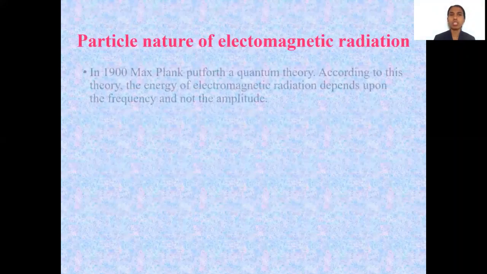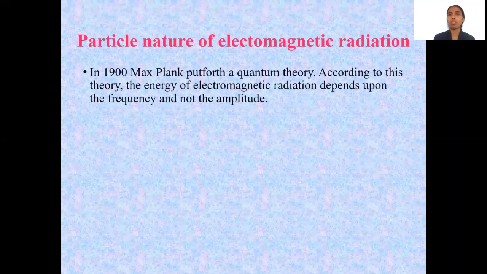Now we will discuss the particle nature of electromagnetic radiation. As we studied the wave nature of electromagnetic radiation, I had told you first that electromagnetic radiation will show dual nature. Means it behaves like a particle, and also like a wave. And since electromagnetic radiation shows wave-like nature, that is why we have studied its characteristics. Okay, now the particle nature of electromagnetic radiation.